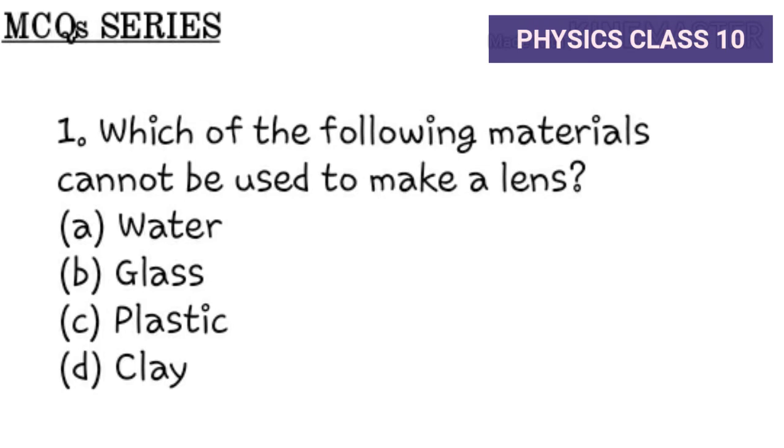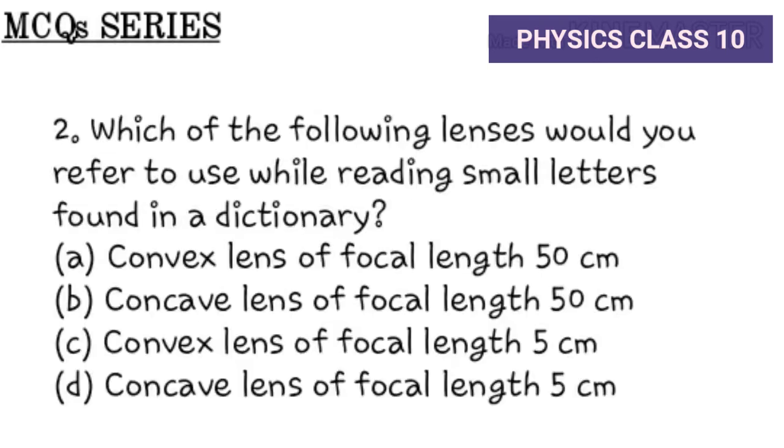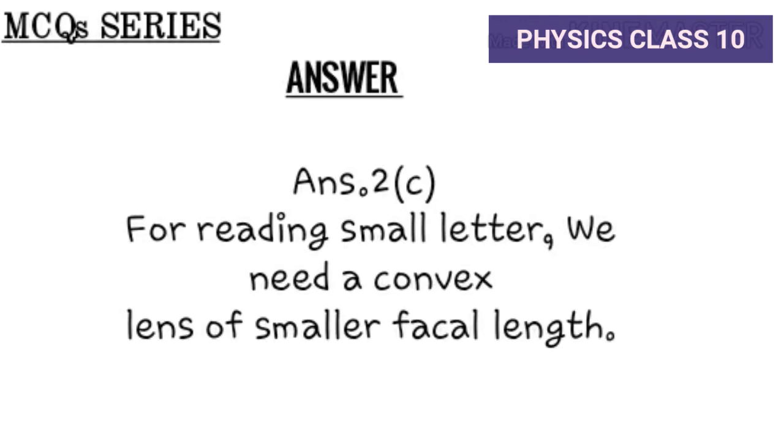So starting with question 1, which of the following materials can't be used to make a lens? Water, glass, plastic, clay. I think you all know the answer, and option D is correct. Which lens would you prefer to use while reading small letters found in a dictionary? Convex lens of focal length 50 cm, concave lens of focal length 50 cm, convex lens of focal length 5 cm, concave lens of focal length 5 cm. For question 2, option C is correct.